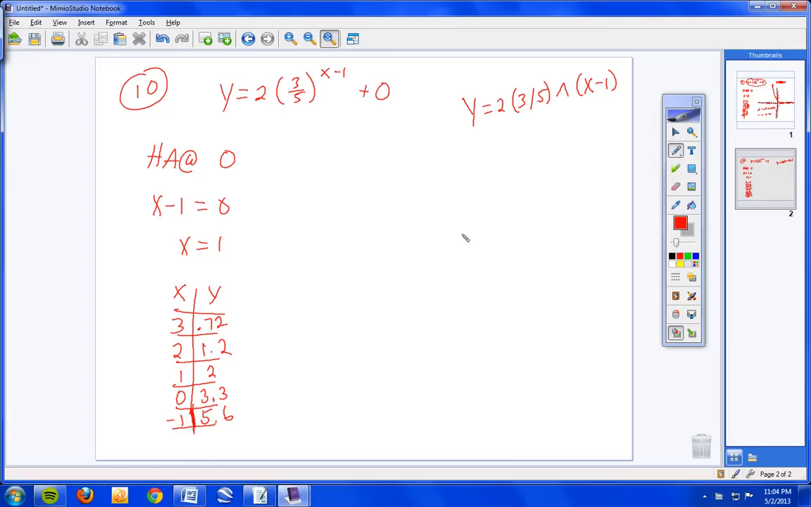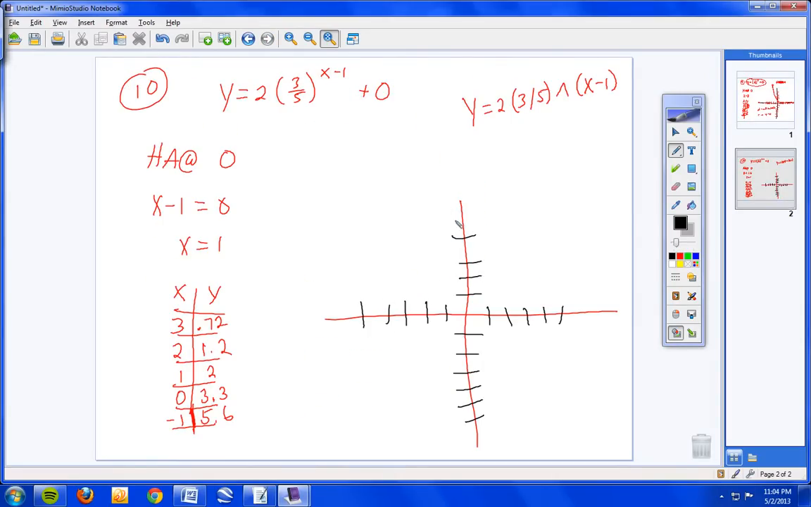So very quickly, let's draw our coordinate plane. I'm not trying to be super neat with this. Your horizontal asymptote is at 0. We know it's going to be horizontal. That's why it's called a horizontal asymptote. And there it goes, dotted line right there. There's my horizontal asymptote. And my first point is over 3 and up 0.7.